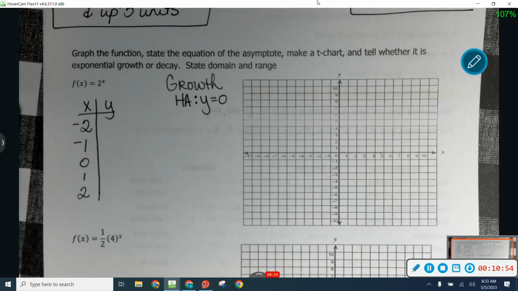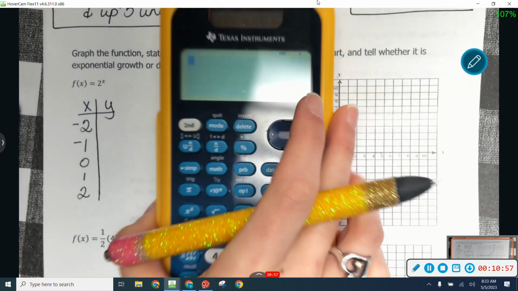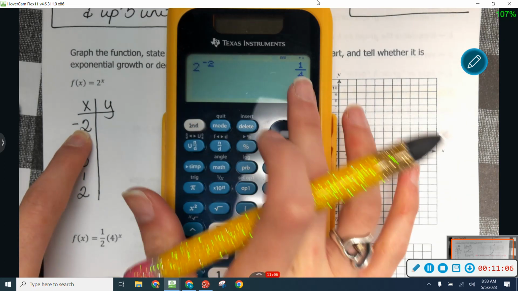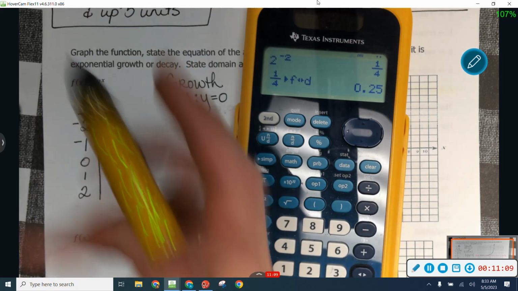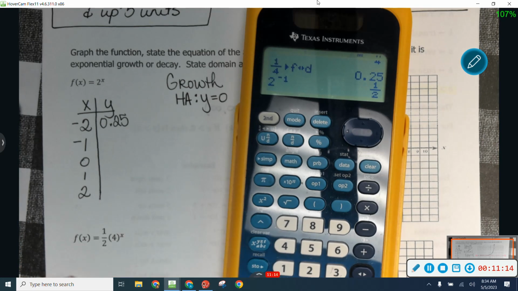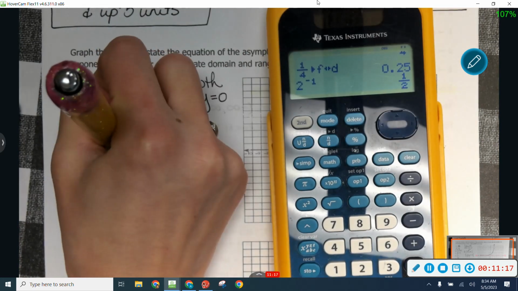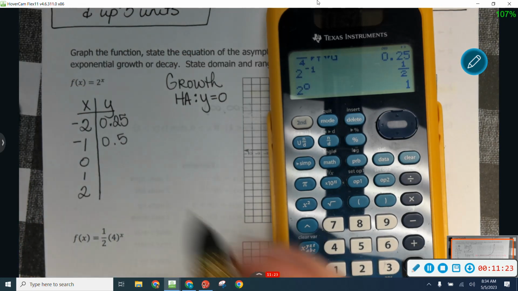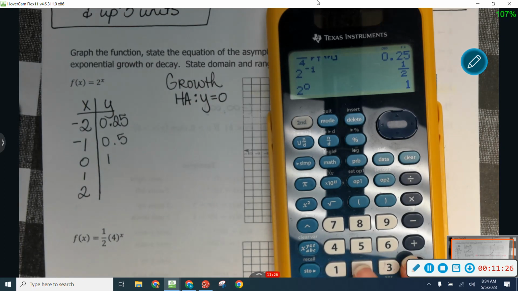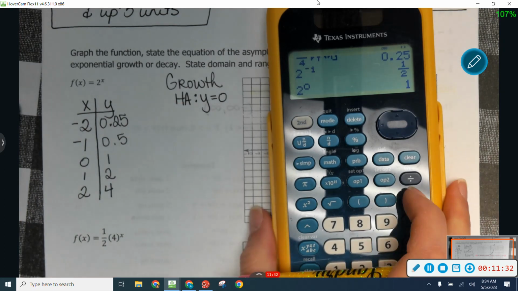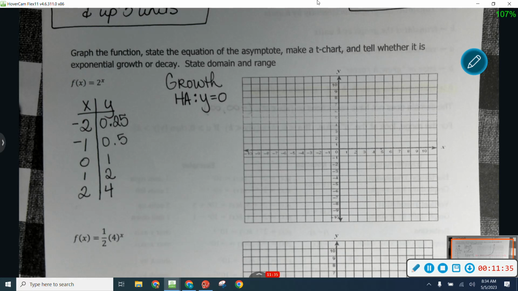Okay, so I can build it two ways. I can take my base 2 and raise it to the -2 power. I get 1/4, which as a decimal is 0.25. 2 to the -1 power is 1/2, which is 0.5. 2 to the 0 power, anything to the 0 power is 1. 2 to the first is 2. 2 squared is 4. So it's as easy as doing that on a basic calculator. So you don't need the graphing calculator.